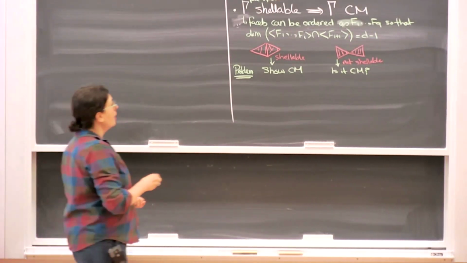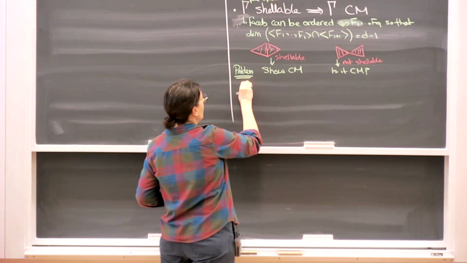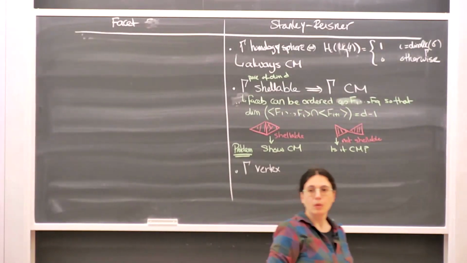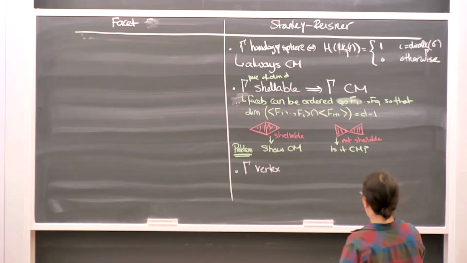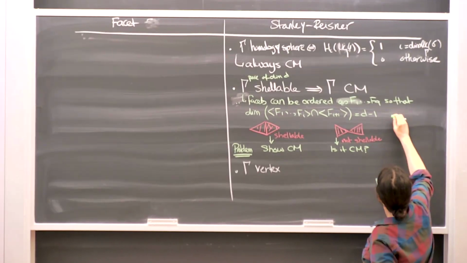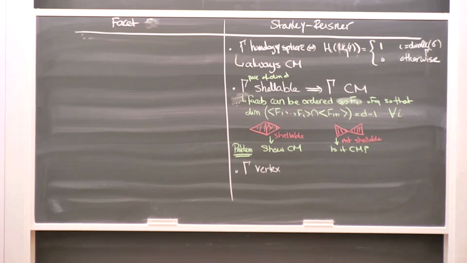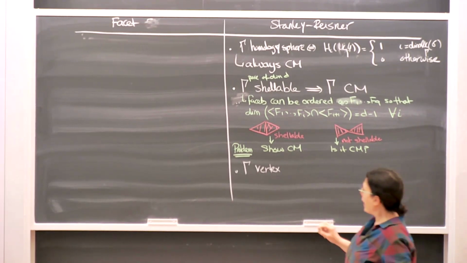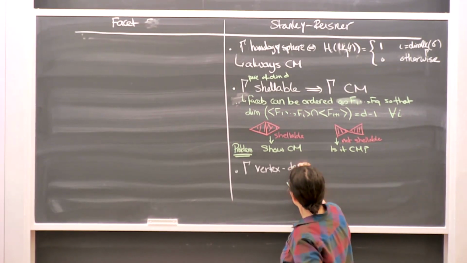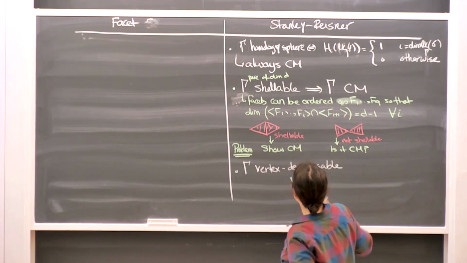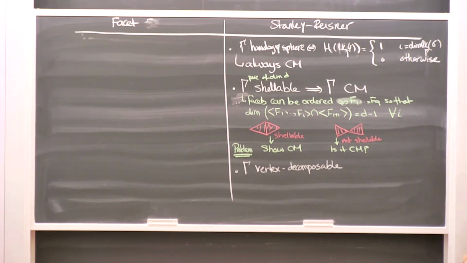Then there are vertex decomposable ones. Oh yes, that's over all i. Thank you. For which it makes sense, yeah. Gamma vertex decomposable. So this is a stranger definition. It also ends up being Cohen-Macaulay.